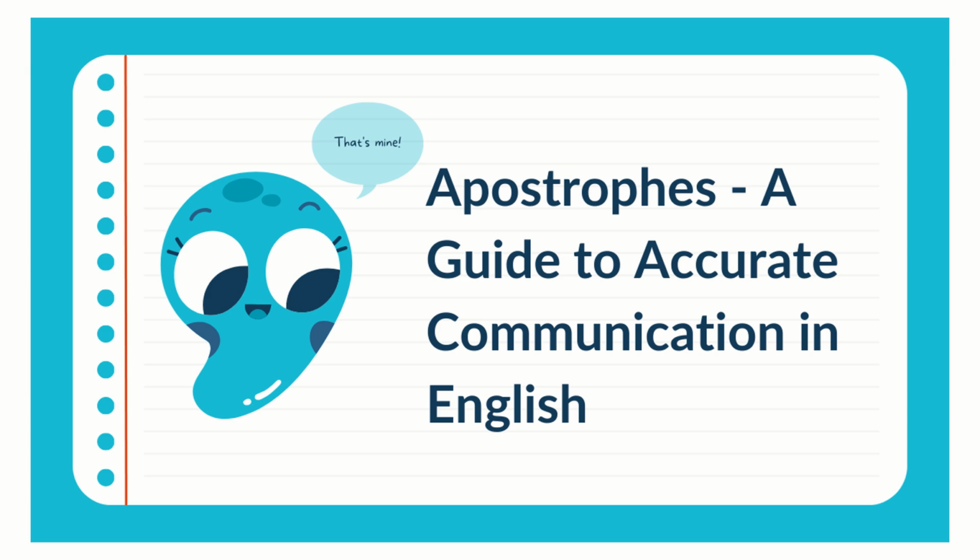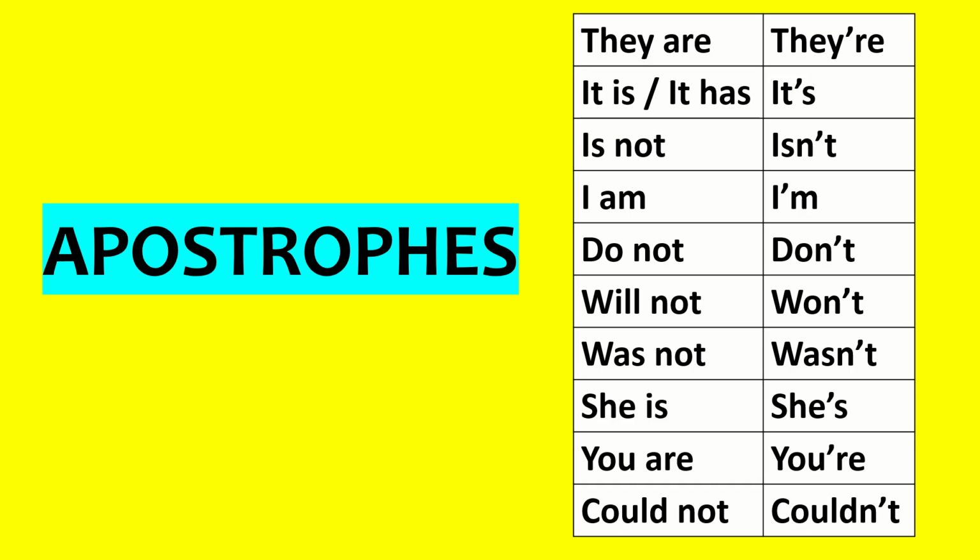Okay, apostrophes. This is again probably the second or third main error. So the main one, even though the other kind of apostrophe, possession, is probably harder, people tend to miss out the omission apostrophe.